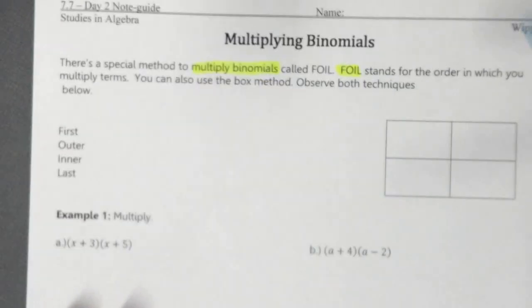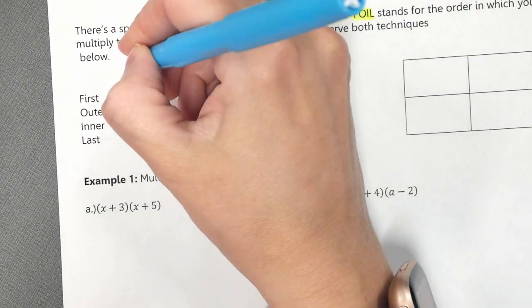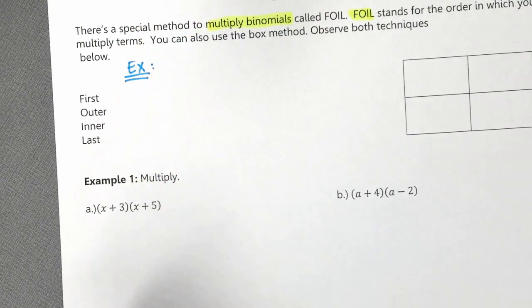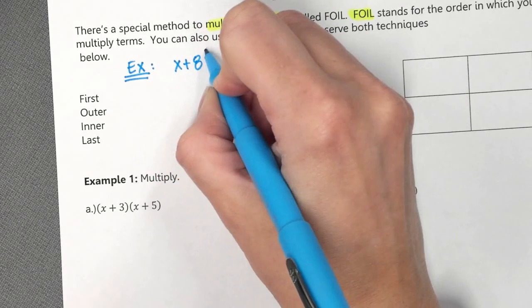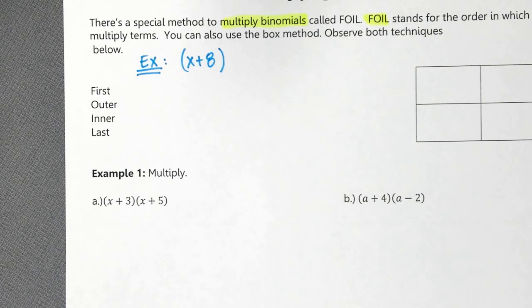Okay, so when you are multiplying, I'm going to give you two binomials. Alright, so here's an example. A binomial would be like x plus 8, and because we're multiplying, we're going to put it in parentheses.